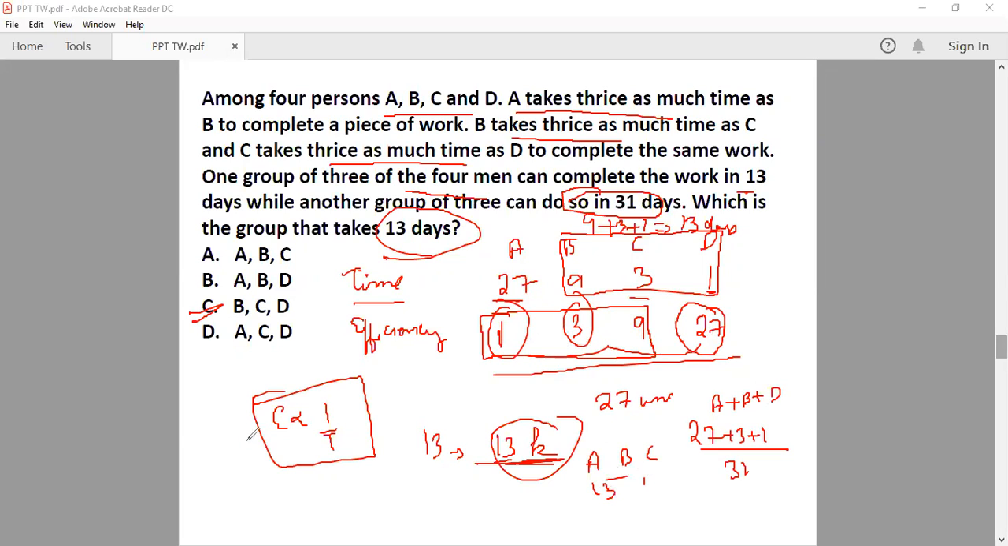So efficiency is inversely proportional to time. So from here I can directly get my result. Is it clear to everyone?